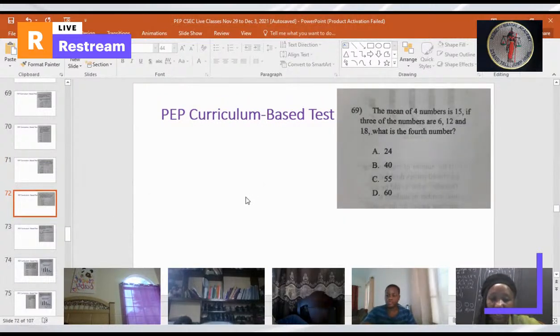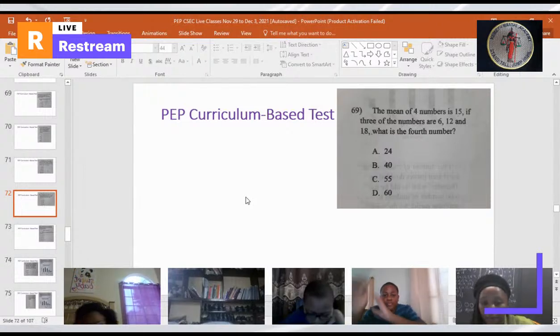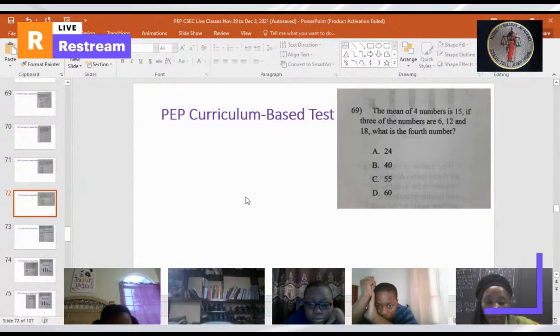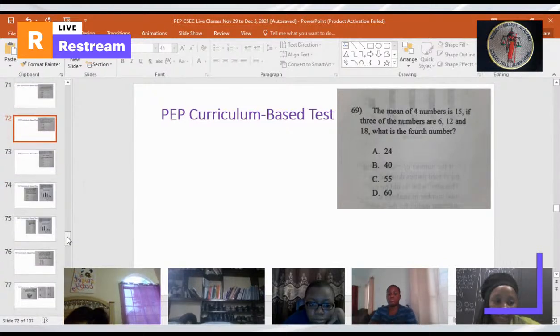Number 69. The mean of 4 numbers is 15. If 3 of the numbers are 6, 12, and 18, what is the 4th number? Let me read number 69 again. The mean of 4 numbers is 15. If 3 of the numbers are 6, 12, and 18, what is the 4th number? How are we going to approach number 69?